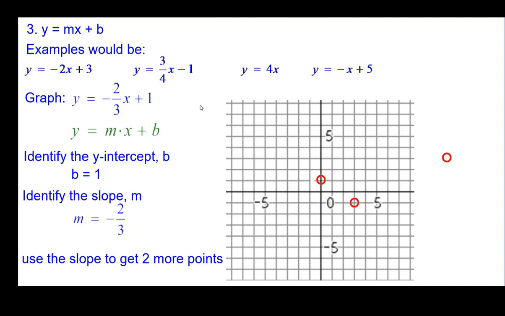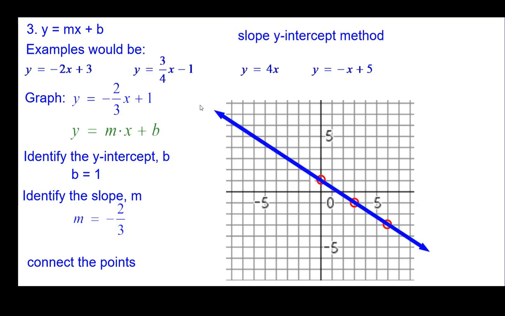And again, change in y is down 2, change in x is positive 3. And there's another point on our line. Technically, we only needed 2, but we always like to get at least 3. And so now we'll connect those points. And there's a graph of the line using the slope-intercept method.